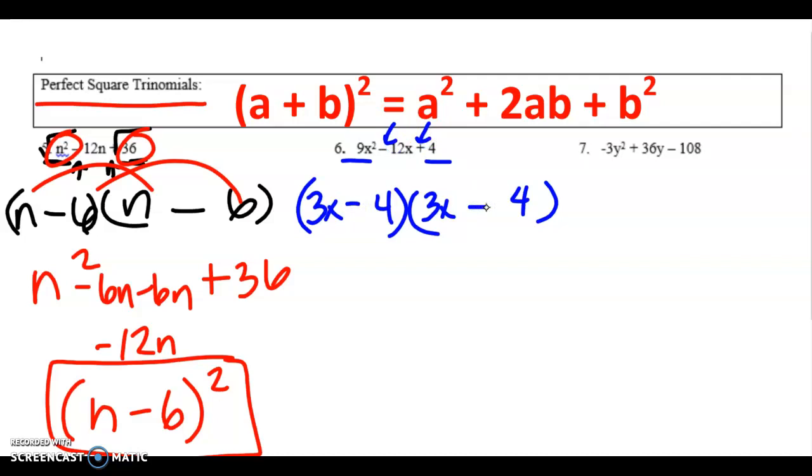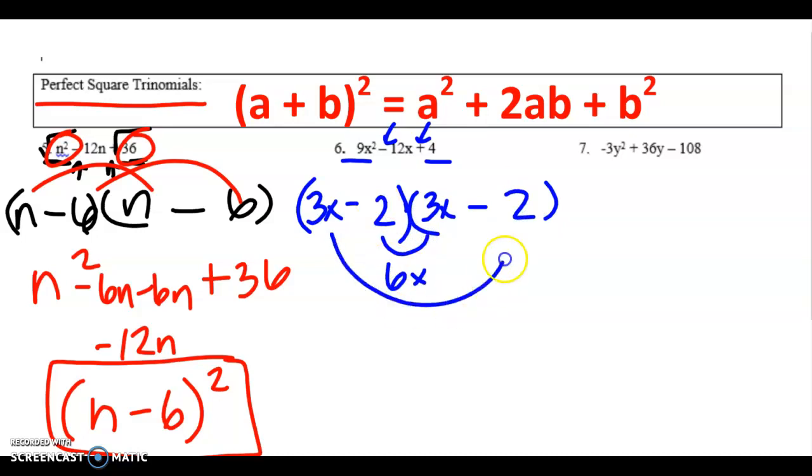When I do FOIL this back out, I get 3 times... oh, I messed up. Hold on, we're going to go backwards. It's not 4, that's actually going to be 2. Yikes. Hopefully somebody caught that. Because when I do FOIL back out, that would be 6x and a 6x. So a negative 6 and a negative 6 is going to give me a negative 12x.